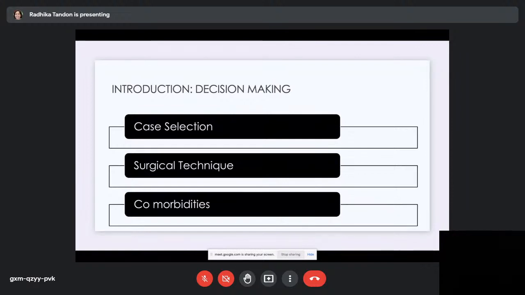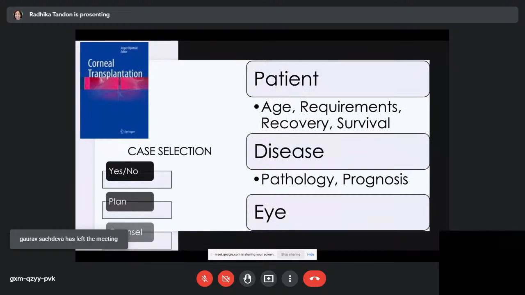So that includes case selection, surgical technique, and also don't forget to look at comorbidities, which may be local ocular comorbidities or they may be systemic. Now, when you're considering the case selection, you're also considering whether to do the surgery or not, and then you will decide how to plan and counsel the patient and the relatives accordingly. Important considerations will be the age, the patient's visual requirements, the status of the other eye, the predicted recovery, the survival of the graft, and also the survival of the patient in case there are any other complications such as some life-threatening disease. You would like to know the disease, the pathology, the prognosis, and of course all the details about the eye.